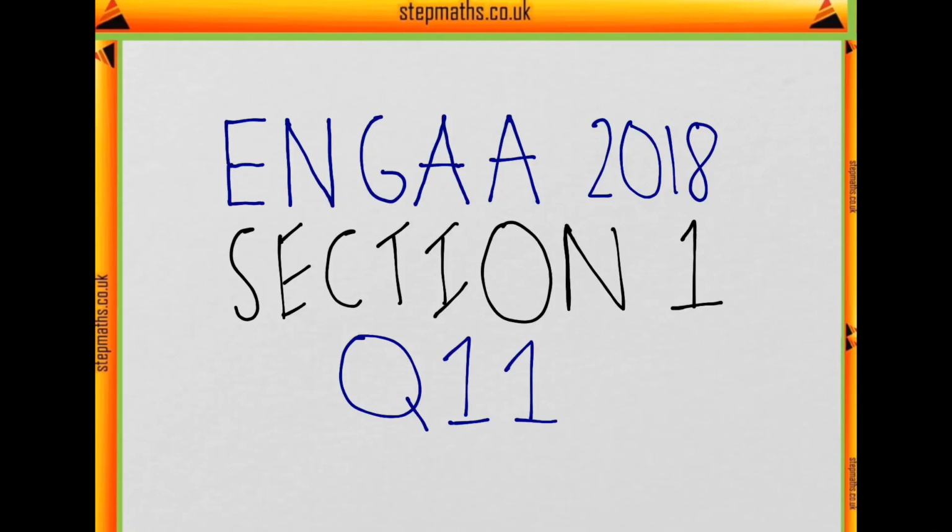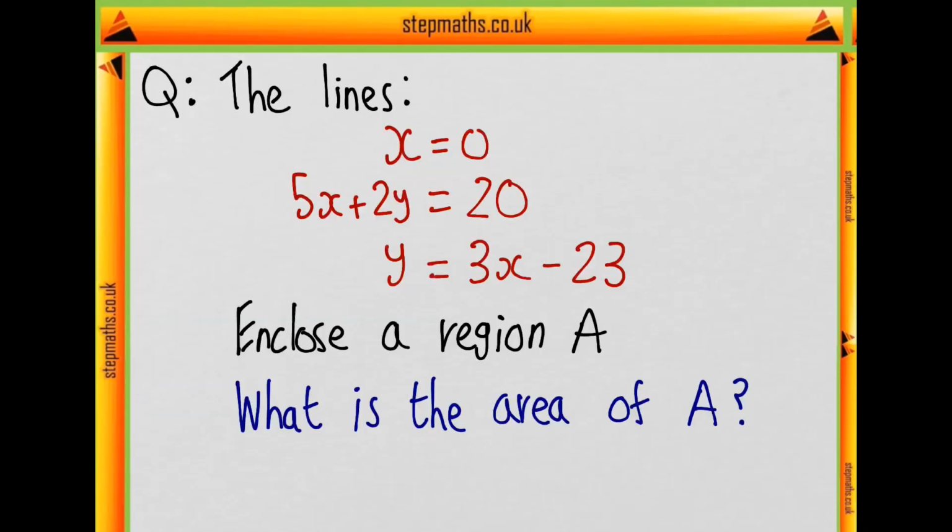This is question 11 from section 1 of the 2018 ENGAA paper. In this question, we're given three lines in a variety of different forms: x equals 0, 5x plus 2y is equal to 20, and y equals 3x minus 23. And we're told that these three lines enclose some region, let's call it A, and we're asked what's the area of A.